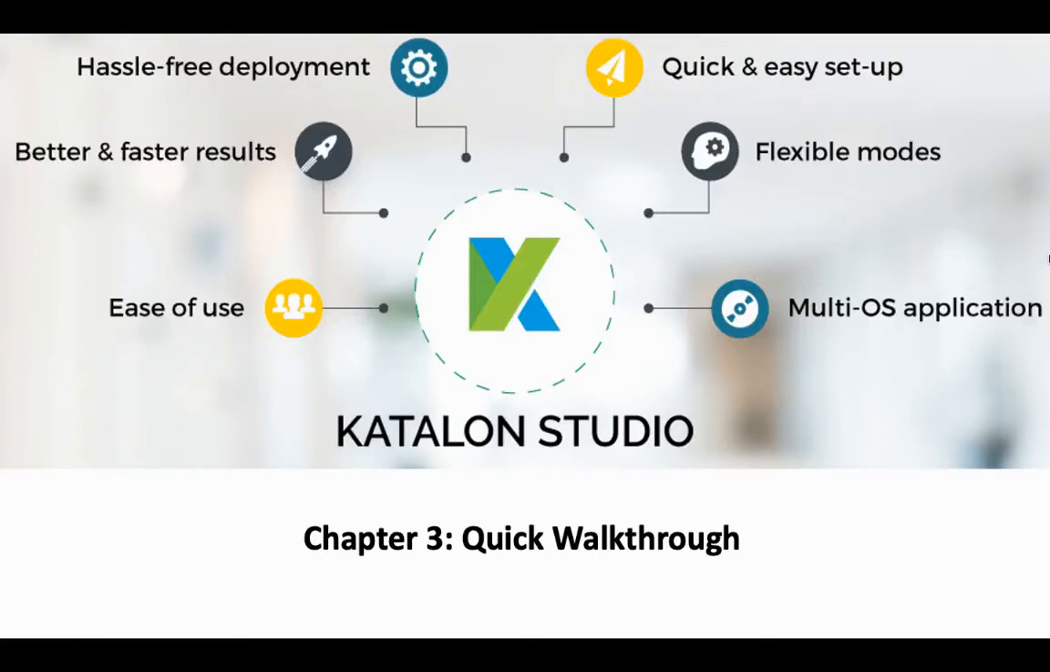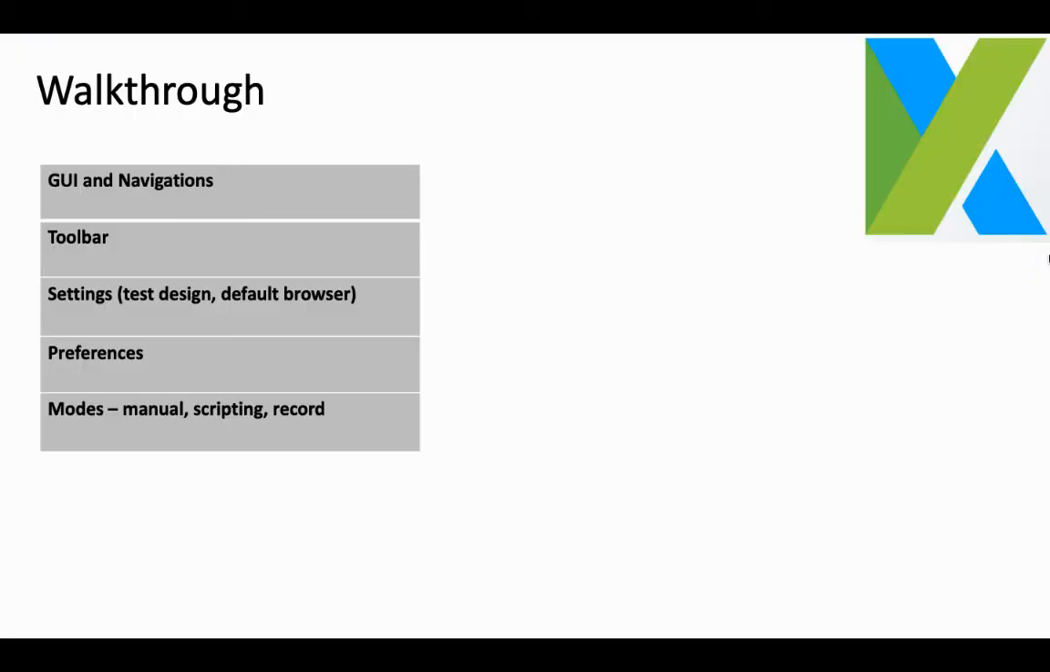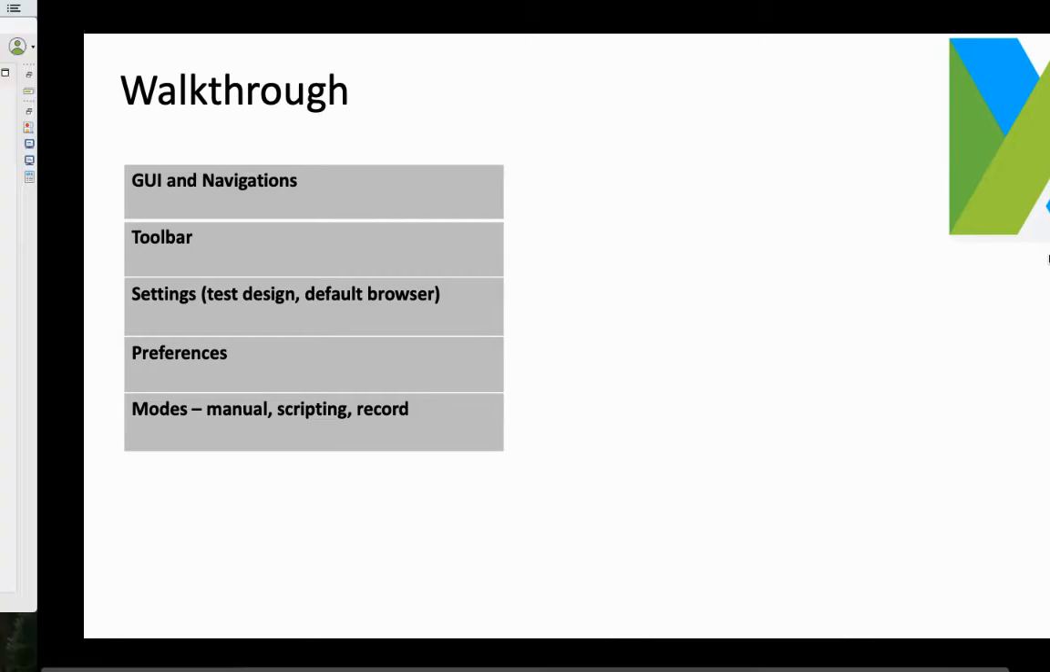In this chapter, we are going to have a quick walkthrough of Katalon Studio. We will see the GUI and the navigations. Along with it, we will see toolbars, settings, and preferences, and definitely the different modes of scripting in Katalon Studio. So let's get started.